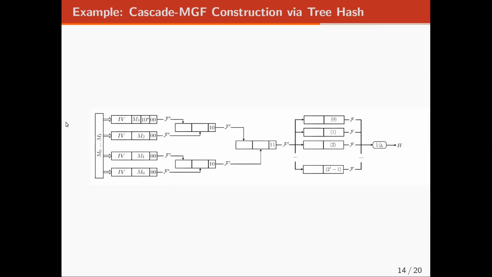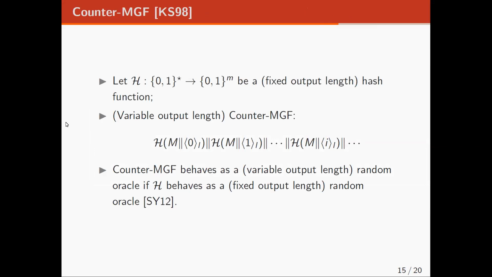Now, to understand the advantages of this construction with respect to other MGFs, let me just briefly recall the counter MGF and the chain MGF. For the counter MGF, we need a hash function that returns m bits. And the counter MGF is defined in this way. So we take the message, we concatenate it with the index, and then we apply the hash function.